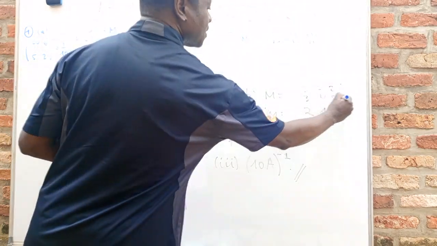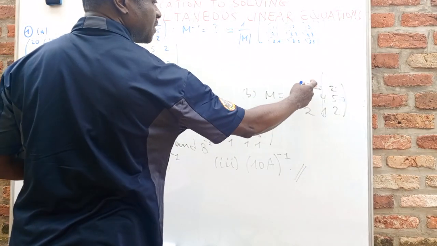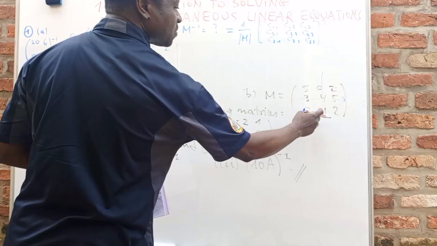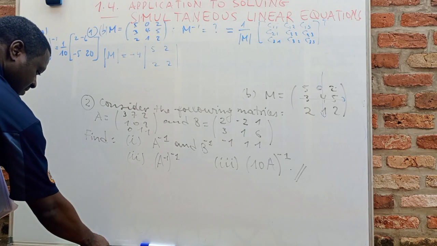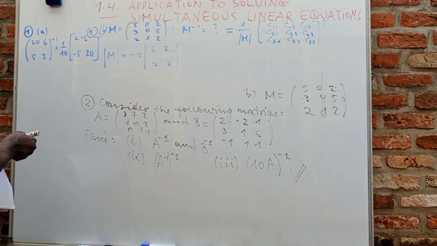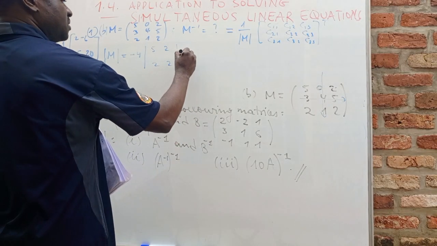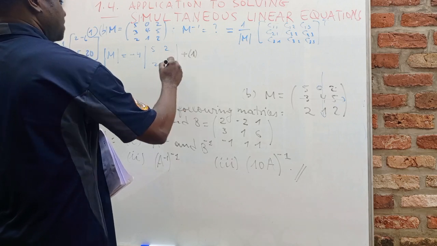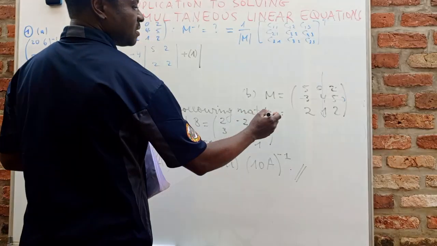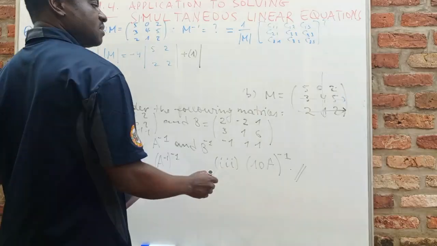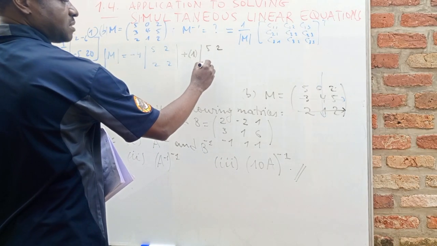So we remove the second row and the second column in order to get 5, 2, 5, 2, and 2, 2, 2, 2. Okay, maybe I will continue with a different color. So now with the 1, it will be positive 1 times z. If I remove the third row and the second column, I will be left with 5, 2, and 3, 5.